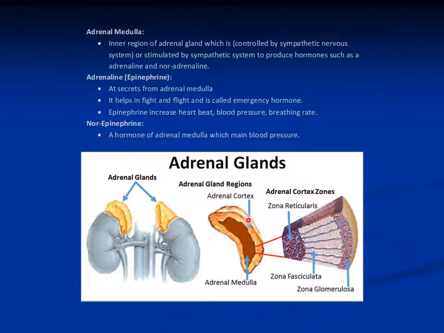They have an outer region that is known as the adrenal cortex. The inner region is known as the adrenal medulla. Now let's understand that the adrenal cortex has zones. This network of zones is known as zona reticularis. This part is known as zona fasciculata, and this last part is known as zona glomerulosa. Each zone secretes different hormones like aldosterone, cortisol and androgen.